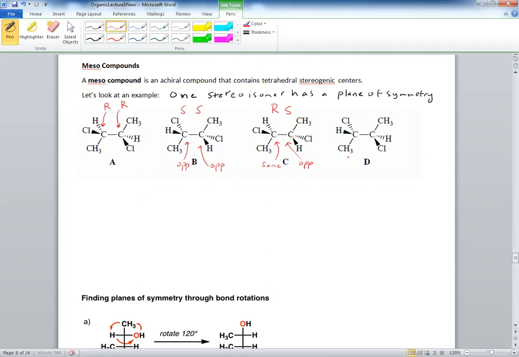And of course, this one is opposite in reference to this one, remember? So this would be S. And as you would expect, the other one would be an R. So these are enantiomers of each other, as you would expect them to be.